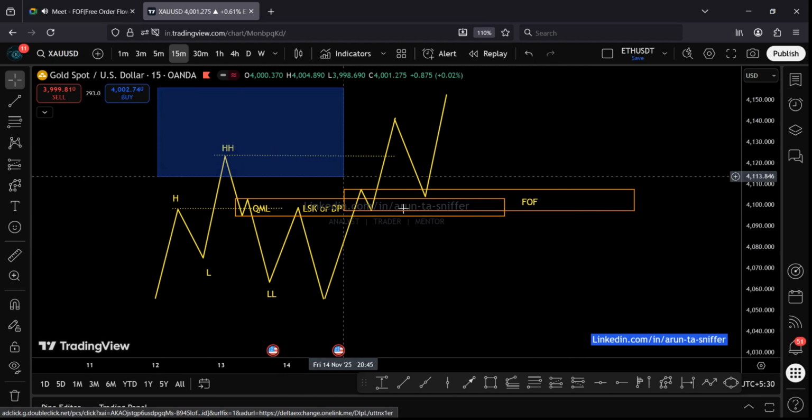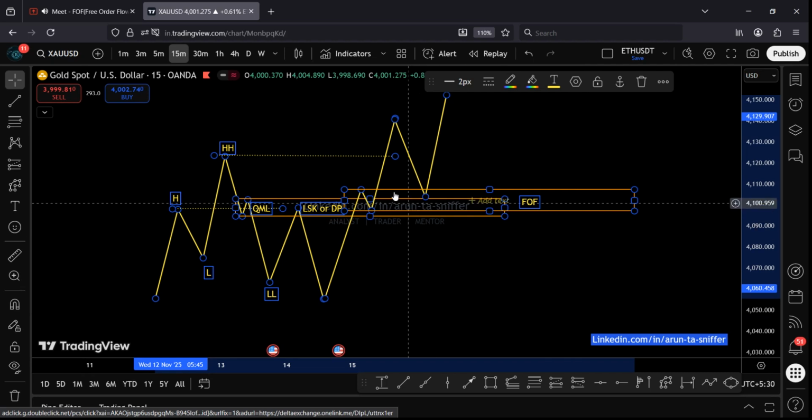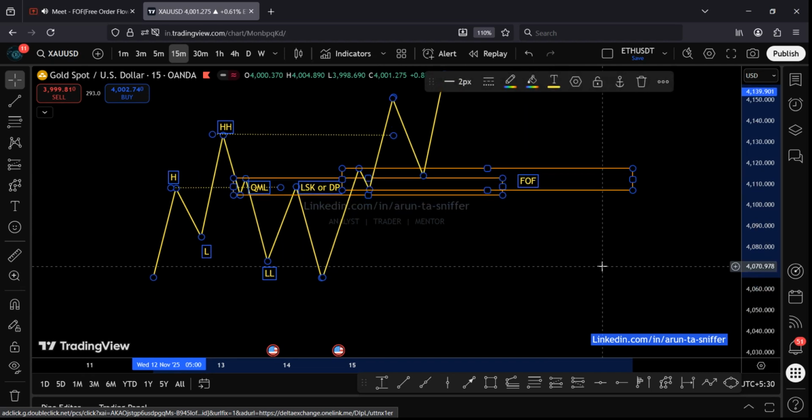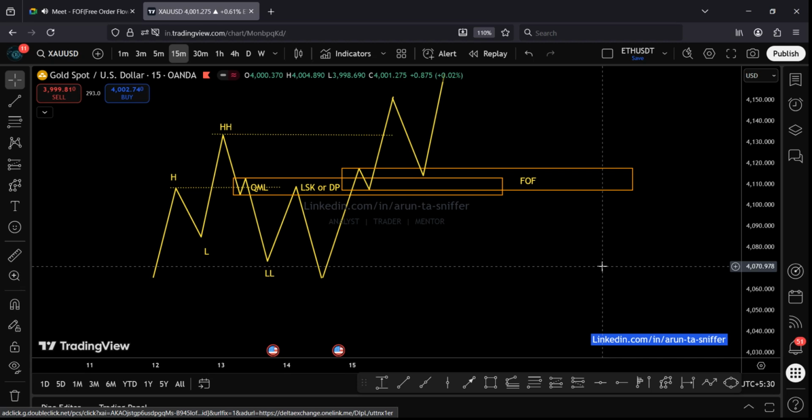I have. Yes, Christian, any question? Yeah, one quick question. When we're going down from the QML, price has to cross below the lower low, correct? Yes. All right, thanks. It's not necessary for price to cross below the lower low. We will study in targets that it is not necessary. Price may go only till OR or ORFL.